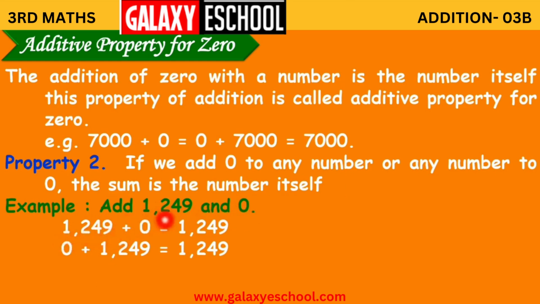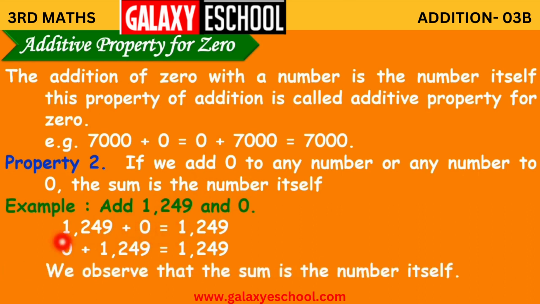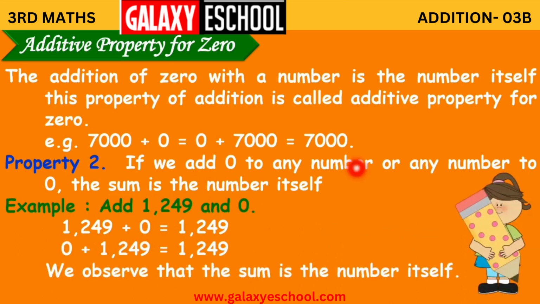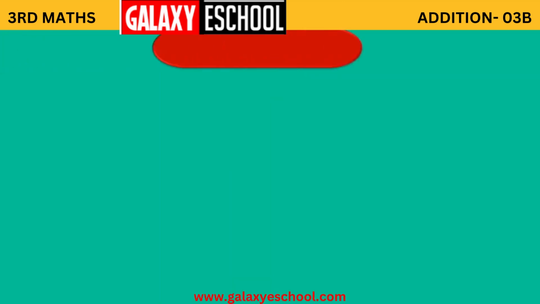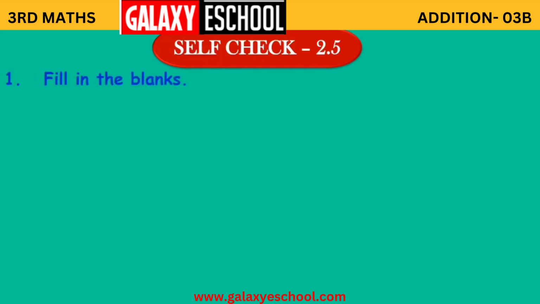Yes. So this was one order, right? When we change the order, like we put 0 first and 1249 second, now when we add 0 and 1249, the answer will be 1249 itself. We observe that the sum is the number itself. This is called the additive property of 0. I hope this is clear, children. We learnt about 3 properties today: commutative, associative and additive property of 0.